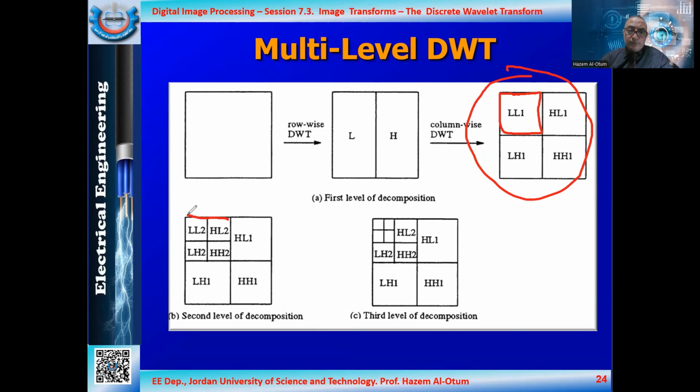Usually we take the low frequency part only to apply the second level, and next the third level, fourth level, etc. Why? Because the most important part of the information is concentrated in the low frequency part, and as we go further in a zigzag fashion, the importance of the resolution will be reduced monotonically.